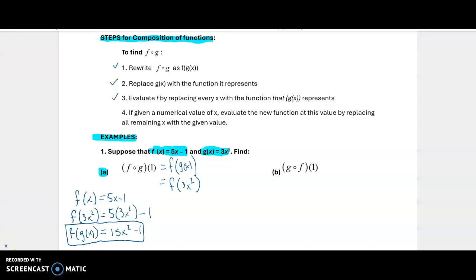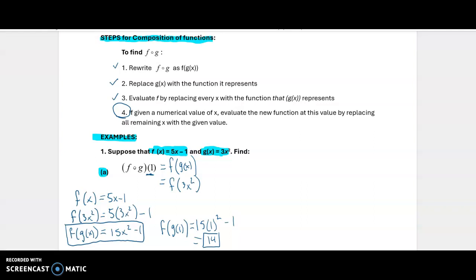So we have just found f of g of x, but the problem asks us to find f of g of 1. So we are going to say f of g of 1, we can just put 1 into this composed function. Given a numerical value of x, evaluate the new function f of g of x with this given value replacing x. So we can say 15 times 1 squared minus 1, which is just 14. So f of g of 1 is equal to 14.